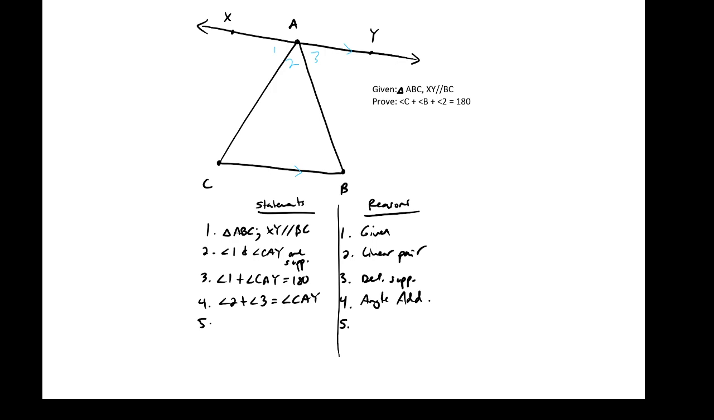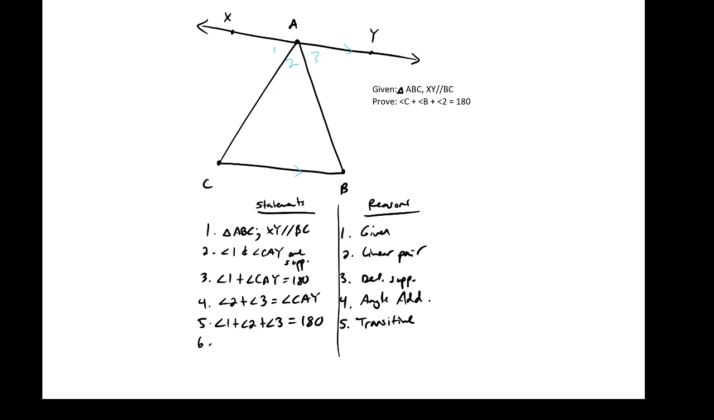But if we know 1 plus CAY is 180, and we know 2 plus 3 is CAY, then what we were trying to get to is we can say that 1 plus 2 plus 3 is equal to 180. I'd actually take the substitution property, but this one is technically transitive: if A is equal to B and B is equal to C, then A is equal to C. So effectively, what we're replacing CAY with is 2 plus 3, from step 3 above.